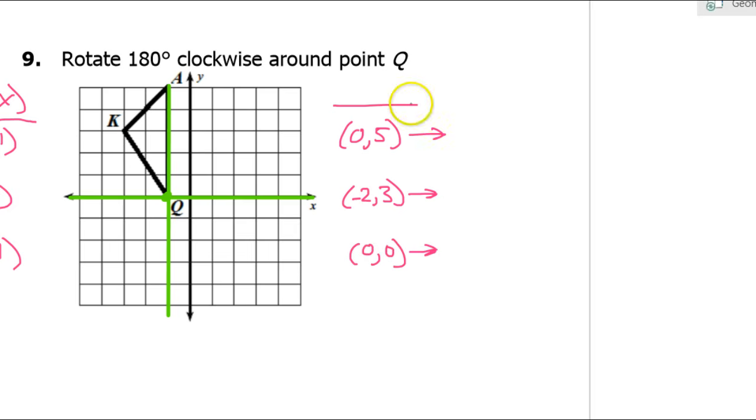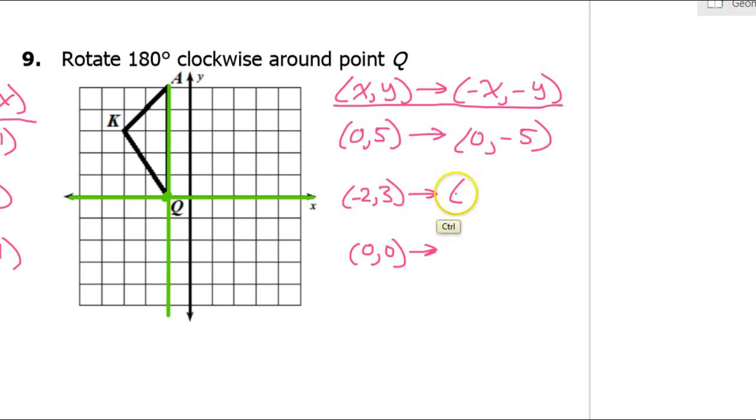All right, so now we can go ahead and use the rule. The rule for 180-degree rotation is x, y becomes the opposite of x and the opposite of y. So the opposite of x is 0. The opposite of y is negative 5. The opposite of x is positive 2. The opposite of y is negative 3. The opposite of x is 0, and the opposite of y is 0. So let's plot these points. 0, negative 5 would be right here. 2, negative 3 would be here.